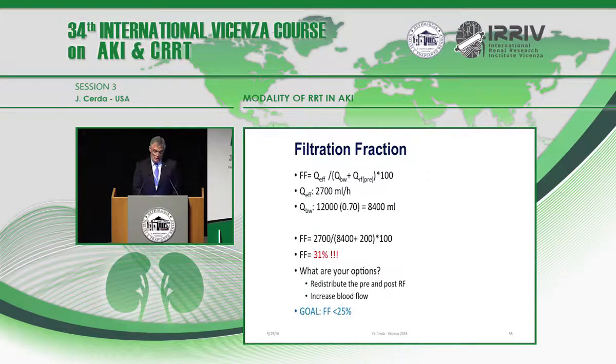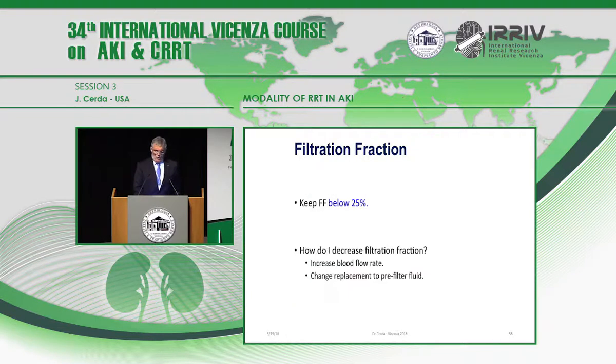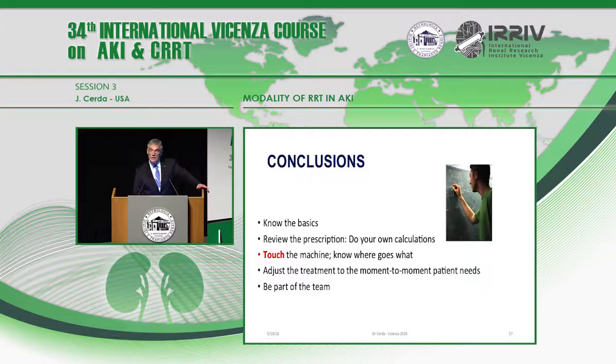So that may be why this filter is clotting, because the filtration fraction is too high. So what are you going to do? Because you want to keep it less than 25%. Well, how do I decrease the filtration fraction? I can increase the flow rate. I can change the replacement to pre-filter and make a better balance between the dilution and the filtration fraction and have better results.